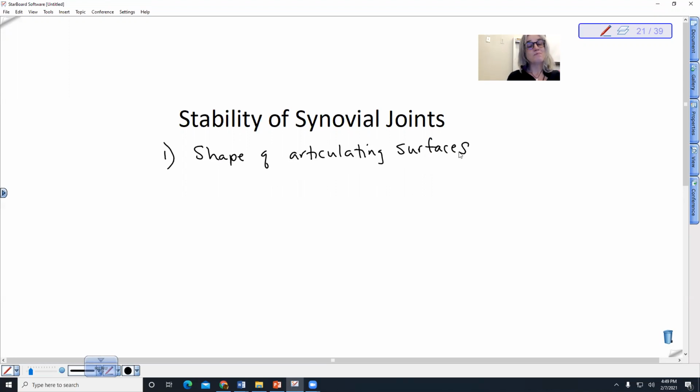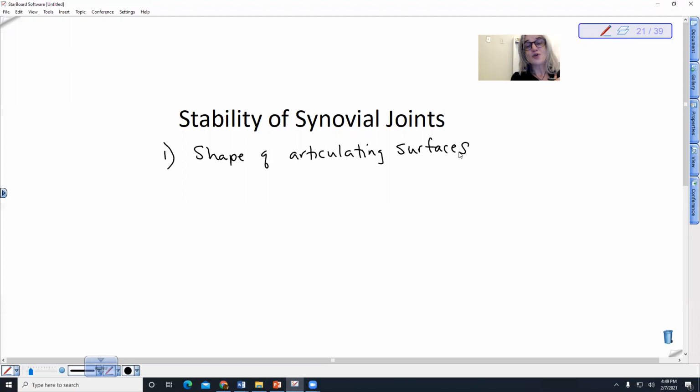And you'll remember that the ball sits into a socket. And that socket could either be a shallow socket, as in the shoulder, or it could be a deeper socket, as in the hip. So when we talk about the shape, it can actually also be affected by the presence of cartilaginous discs. Like in the knee, we'll talk about the menisci that actually change that shape of the articulation.